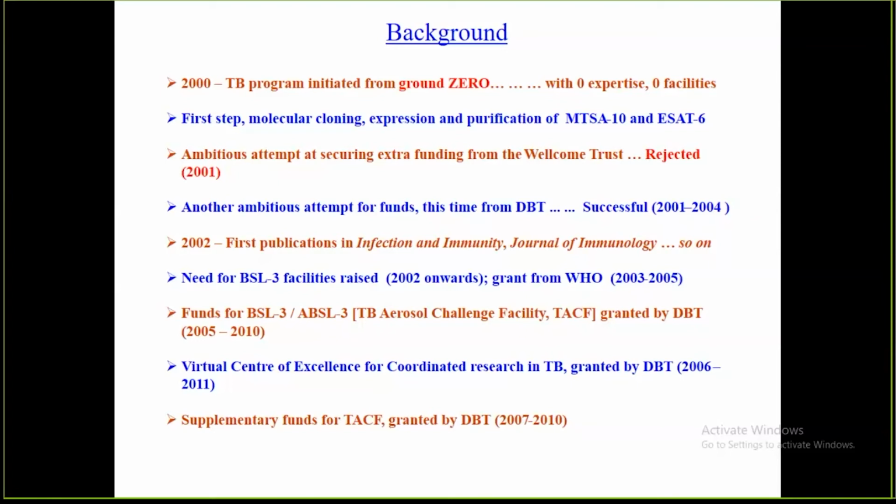And I would also say a catalytic factor was the secretary of DBT at that time. I want to pay tribute to the memory of Dr. Han at this moment. He also took a keen interest and brought many people together so that we could put together a program.